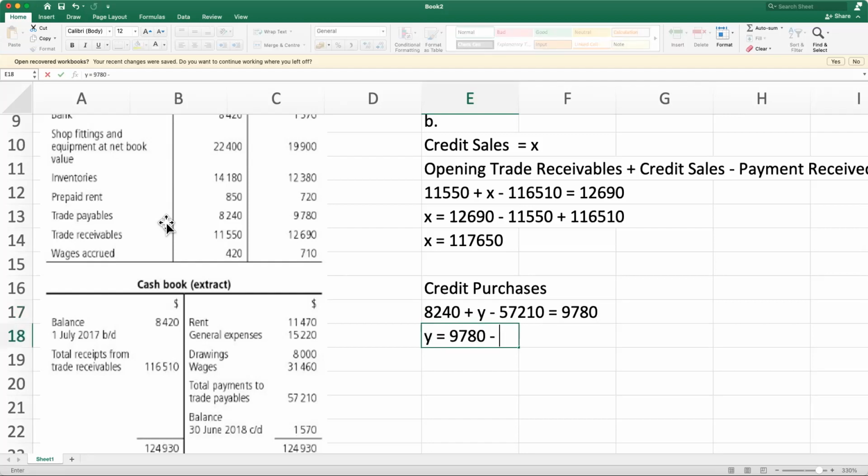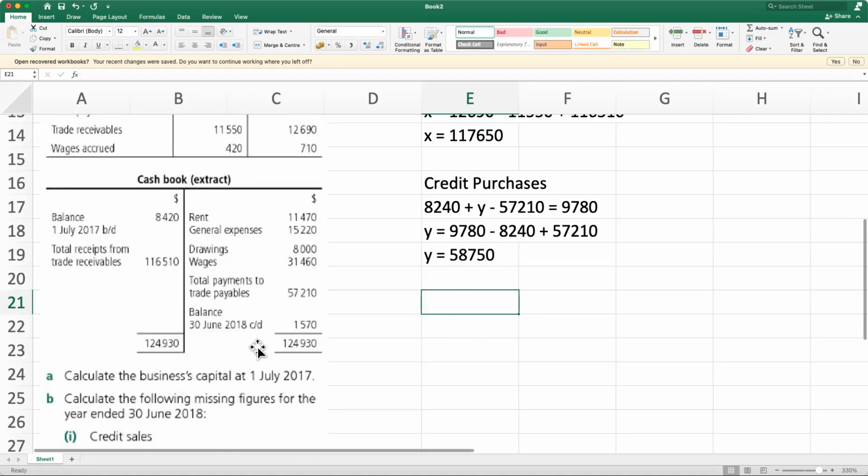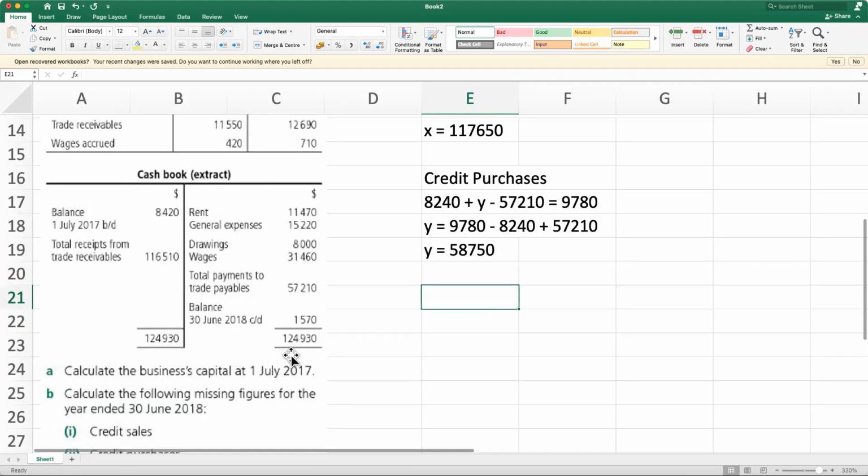X at 80 minus 8240 plus 5720. The Y is equal to 1718 minus 240 plus 5720. 8,750. And it's credit purchases. Then next, we need to calculate our rent.